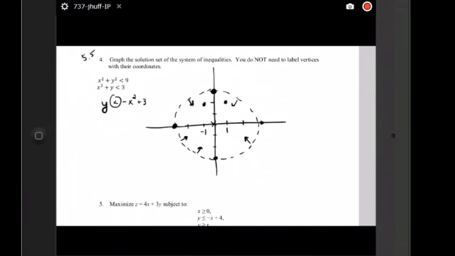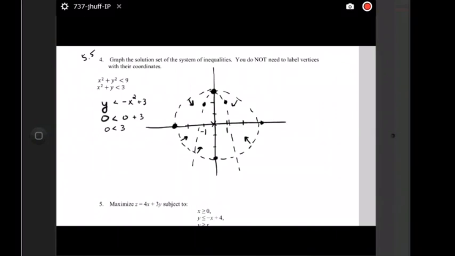And again, because it's just less than and not less than or equal to, it's got to be dotted. So make sure to make that a dotted parabola, not a solid. And then we can use that same test point, (0, 0), since none of the graphs go through it. If I plug in a 0 for y and a 0 for x, I get 0 is less than 3. That's also true.